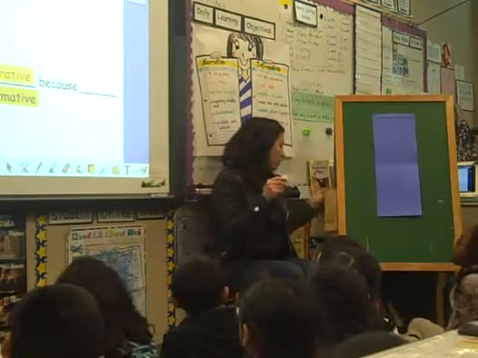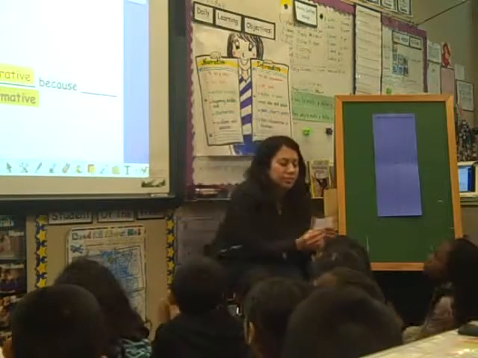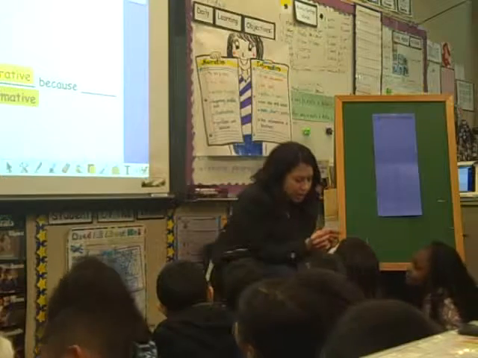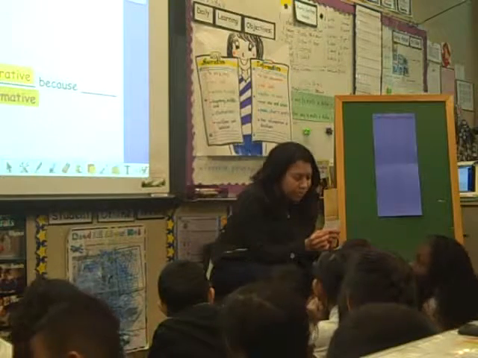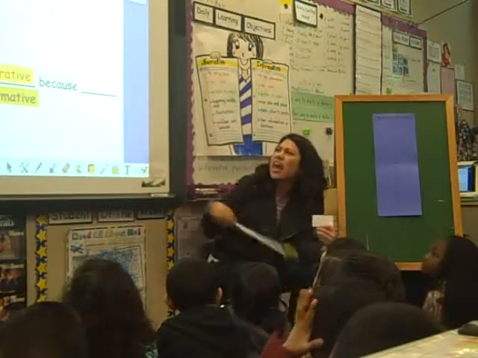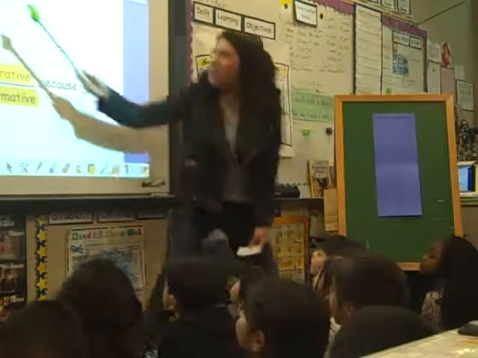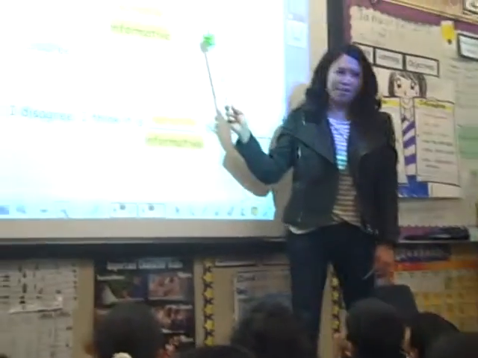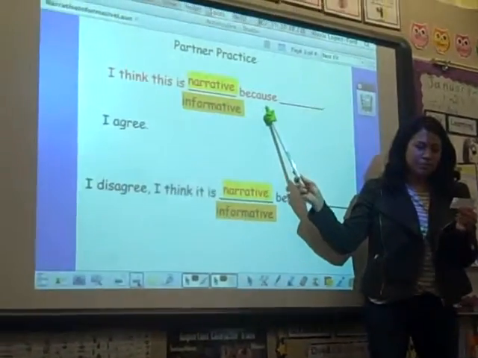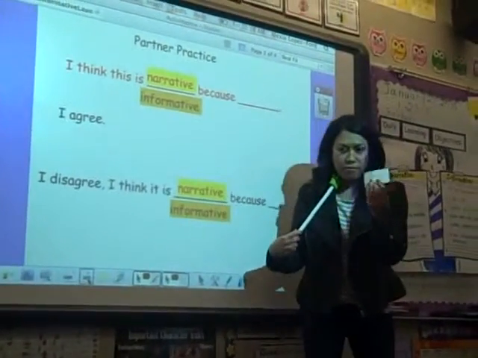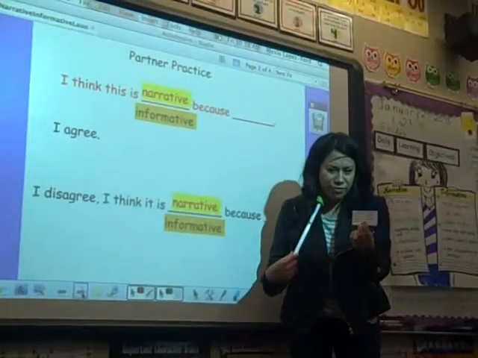Okay, I'm going to read you my example. Around 12 weeks, it becomes a froglet and will leave the water. Frogs become an adult at 16 weeks. Now, I think this is informative because it's giving me a fact about frogs.